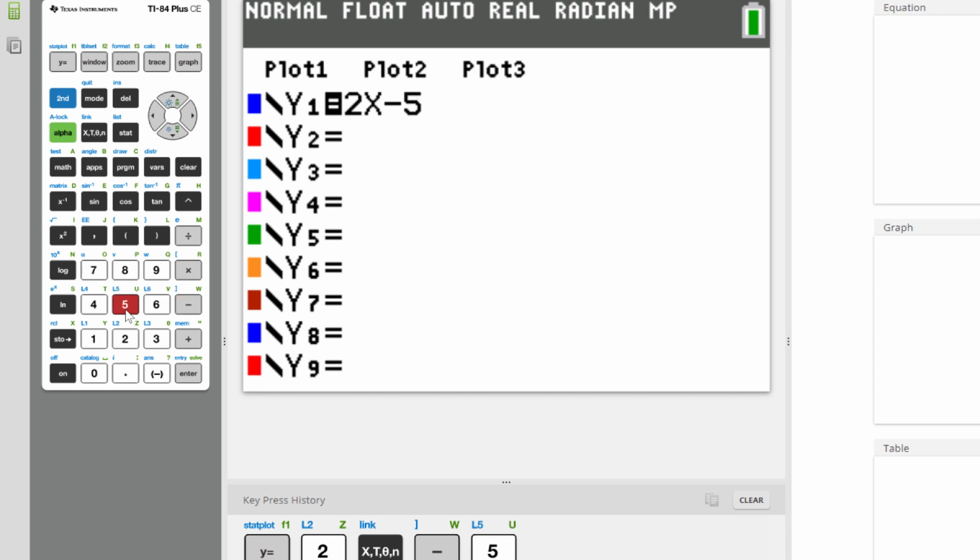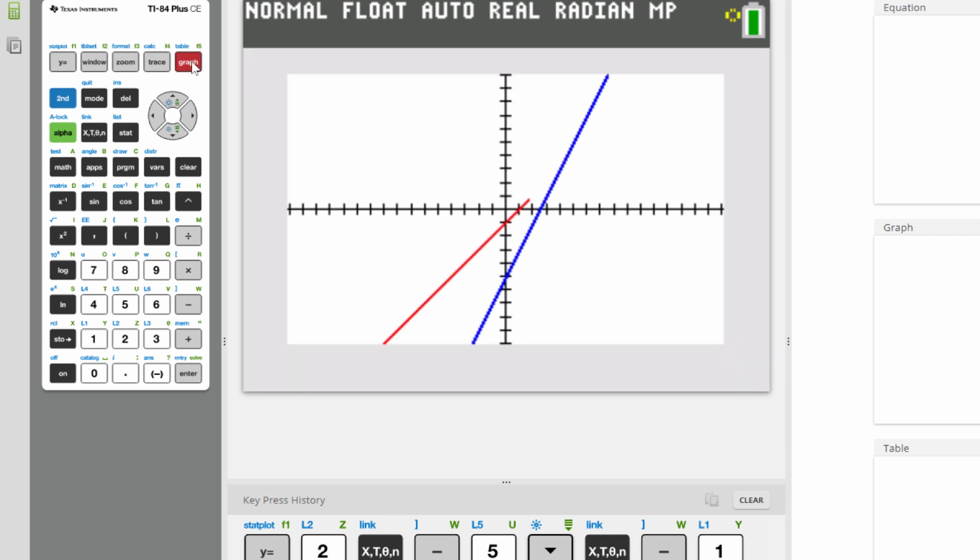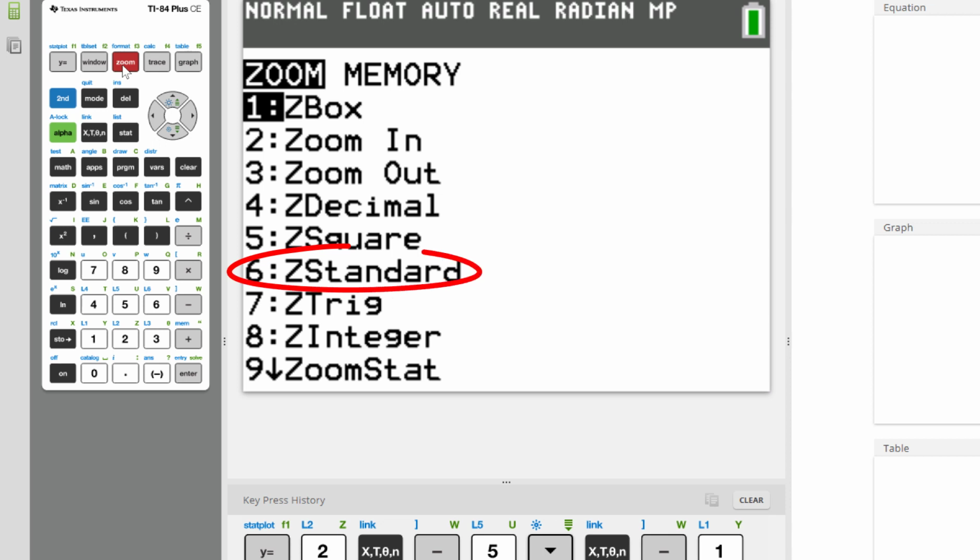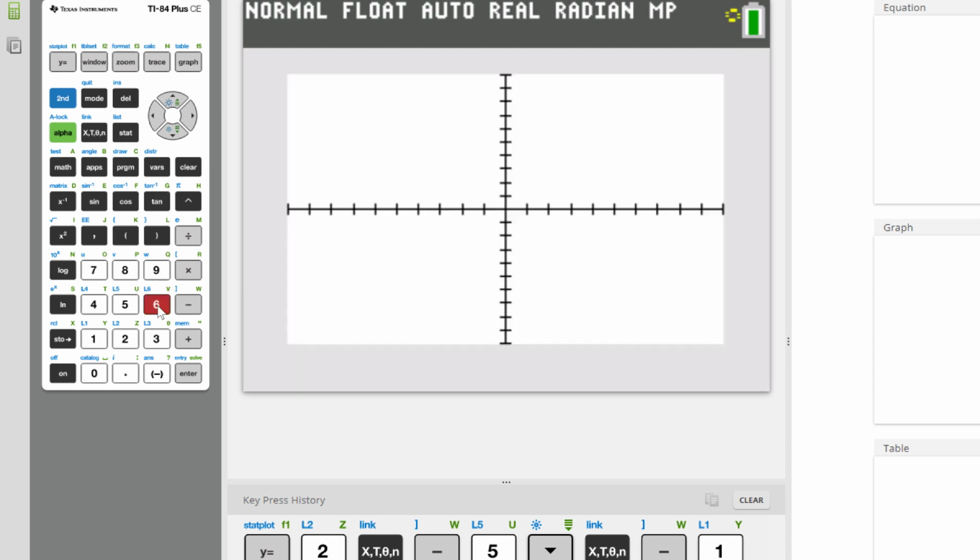And then we're going to press down to write our second equation to get to that Y sub 2 equals, and we will type in x minus 1. And then we will press the graph button, and you should have something that looks like this. Now I'm noticing that my window is not in the standard view, so I'm going to go over to the zoom button and press number 6 for standard. And so I can get that standard window. So hopefully all of our windows look the same now.